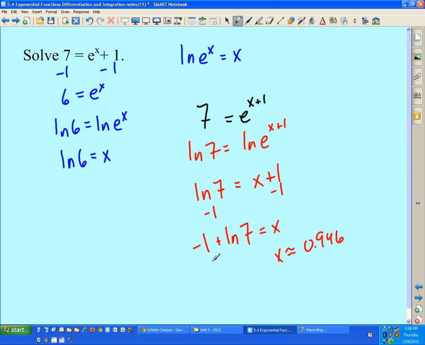It just depends, but it's just solving the equation algebraically, and you have to remember that ln is the opposite of e to the x, just the opposite operation.